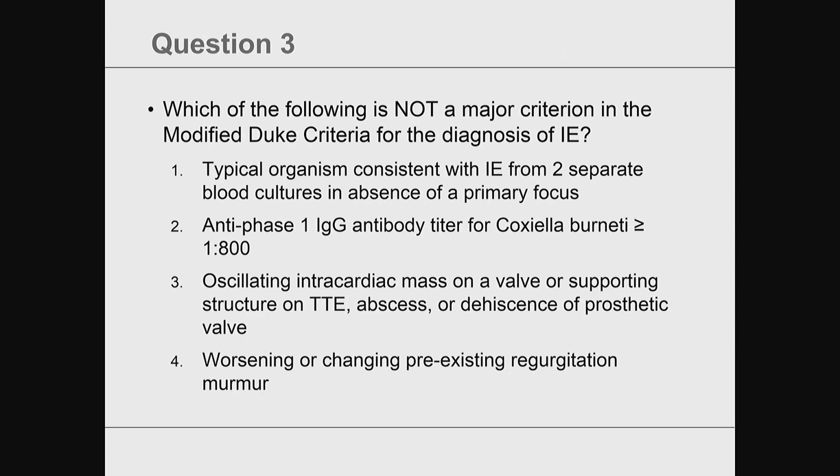So when we get to what the Duke criteria is to diagnose, let me start with a question. Which of the following is not a major criterion in the modified Duke criteria for the diagnosis of infective endocarditis? 1. A typical organism consistent with endocarditis from 2 separate blood cultures in absence of a primary focus. 2. Having an anti-phase 1 IgG antibody titer for Coxiella burnetii that is greater than 1 to 800. 3. An oscillating intracardiac mass on a valve or supporting structure seen on echo, an abscess or dehiscence of a prosthetic valve. Or 4. A worsening or changing pre-existing regurgitation murmur.